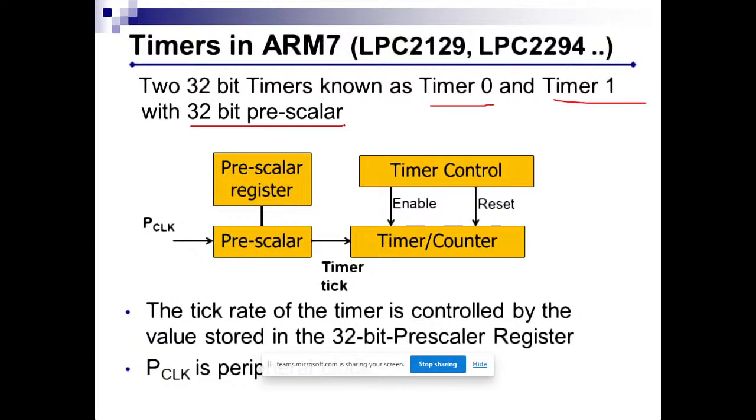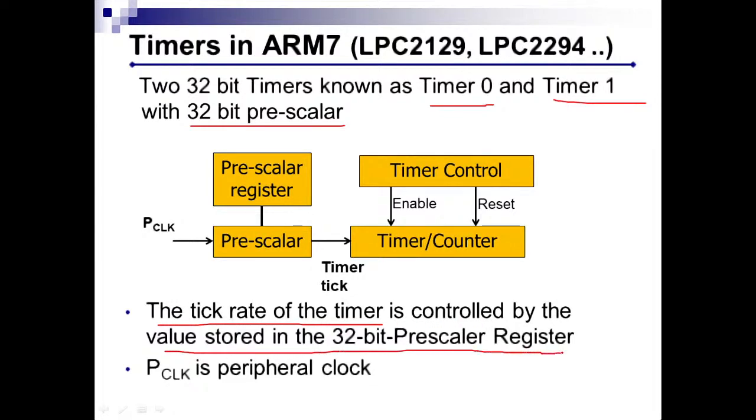Prescaler means, suppose you decide the prescaler register content is 2, then at every 2 clock pulses the timer register will be incremented by 1. If the value stored in the prescaler register is 4, then at every 4 clock pulses the timer will be incremented by 1. So ultimately, the prescaler is useful to reduce the rate of timer operation. It will control the tick rate of the timer. The tick rate of the timer is controlled by the value stored in this 32-bit prescaler register.